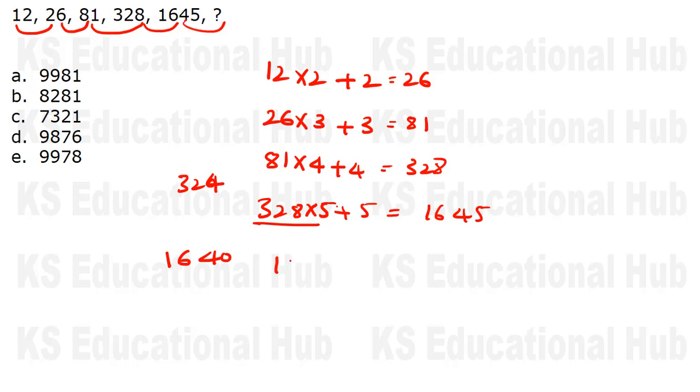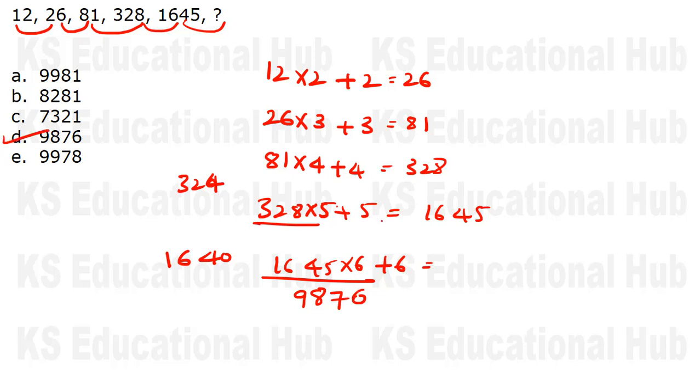The next one we have to find out. So 1645 into 6 plus 6. Firstly let us multiply. 6 into 5 is 30, so 0 is here, 3 is carried forward. 6 into 4 is 24, 24 plus 3 is equal to 27, 7 is here, 2 is carried forward. 6 into 6 is 36, 36 plus 2 is equal to 38, 8 is here, 3 is carried forward. 6 into 1 is 6 plus 3 is equal to 9. 9870 plus 6 is 9876, the answer. So the option D here.